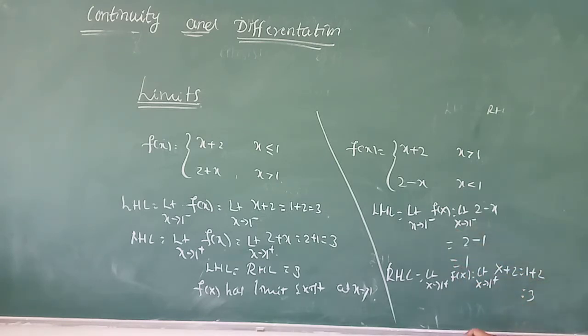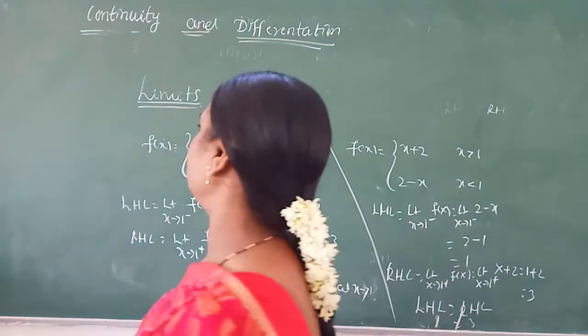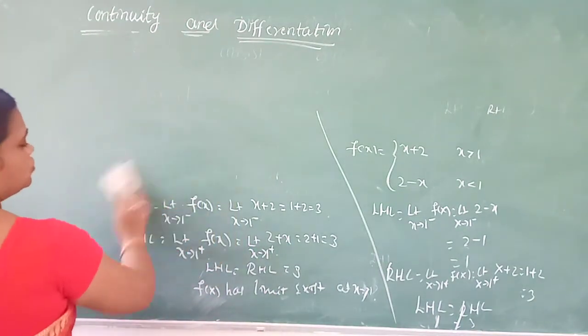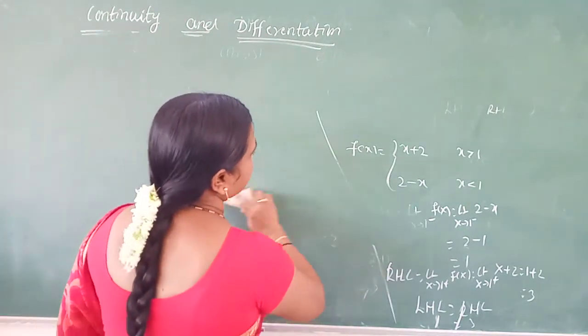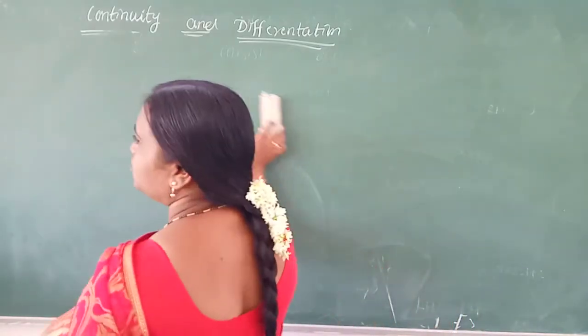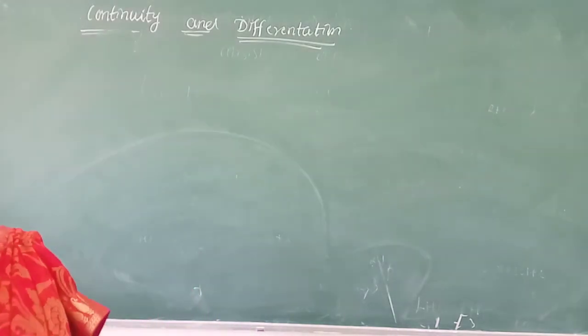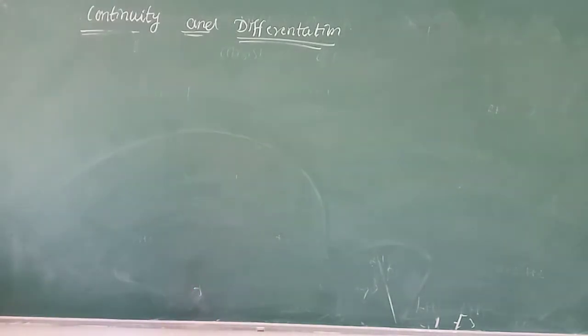Is LHL equal to RHL? Concentrate here: LHL is 1, RHL is 3. Are both equal? No. Therefore, the limit does not exist. Remember that if the limit exists, then LHL equals RHL, left hand limit is equal to right hand limit. By knowing this, now we will define the definition of a continuous function.